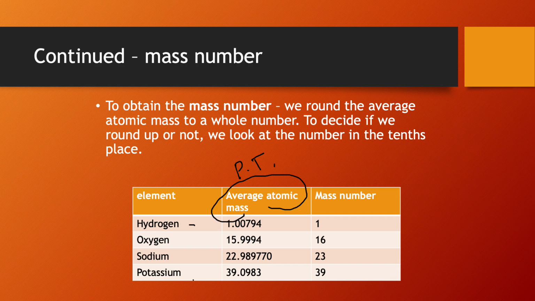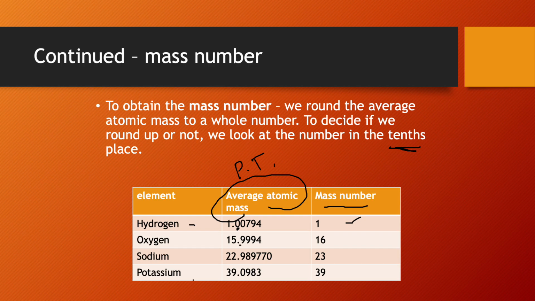To get the mass number, we want a whole number. So we have to round the average atomic mass to a whole number. In order to round that to a whole number, we have to look at the tenths place to decide if we round up or not. So for hydrogen, we have a 0 in the tenths place. Less than 5, we drop it. The mass number of hydrogen is 1.